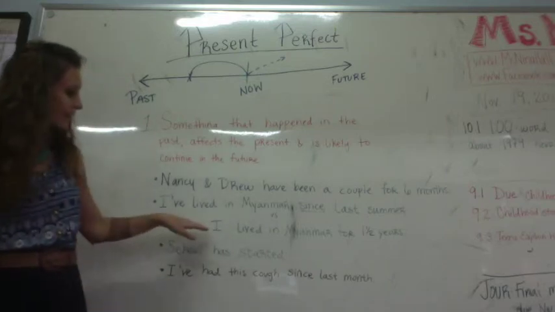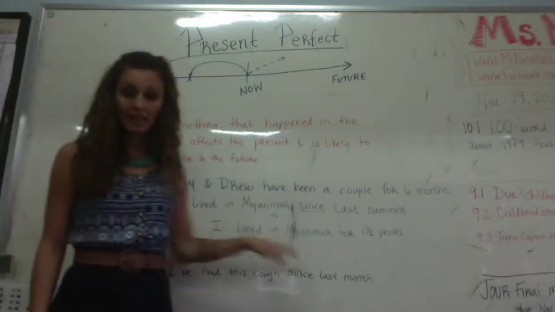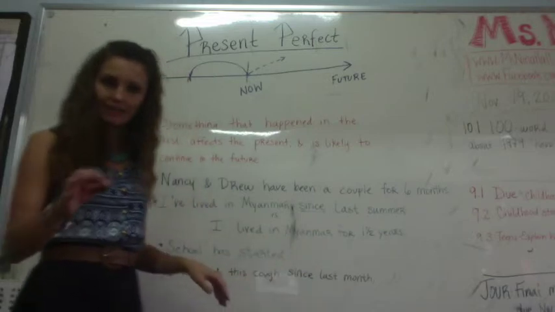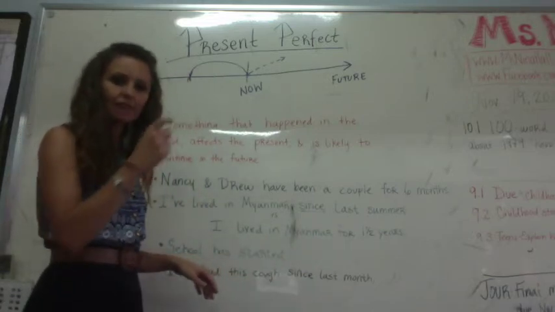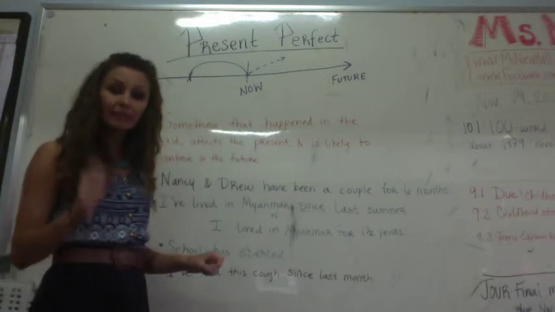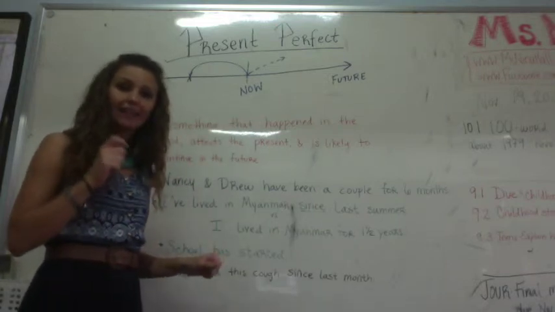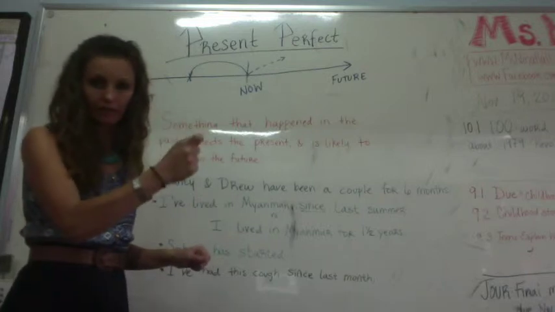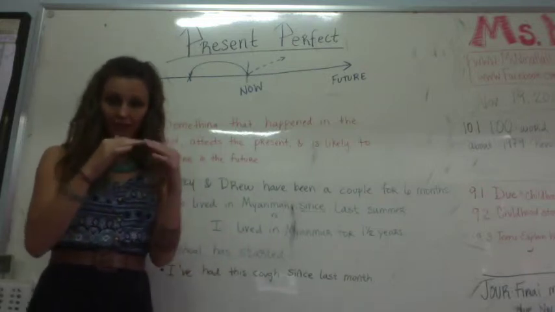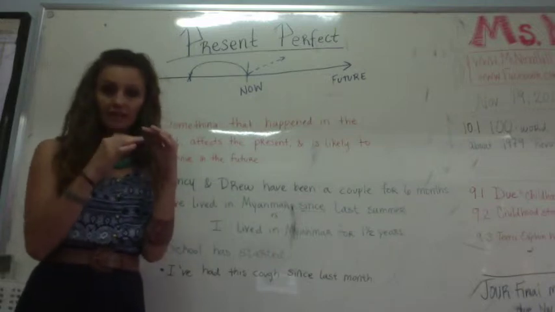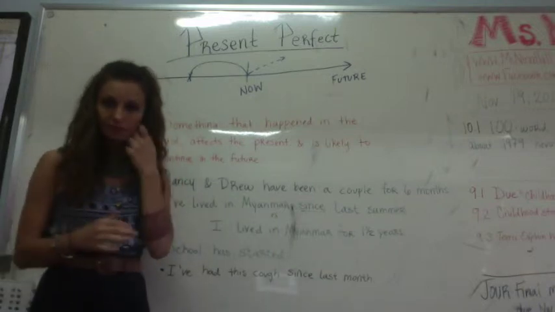Now, that's different than I lived in Myanmar. How is I've lived in Myanmar, I have lived in Myanmar, different from I lived in Myanmar? How is the present perfect tense of that sentence different than the past simple tense of that sentence?